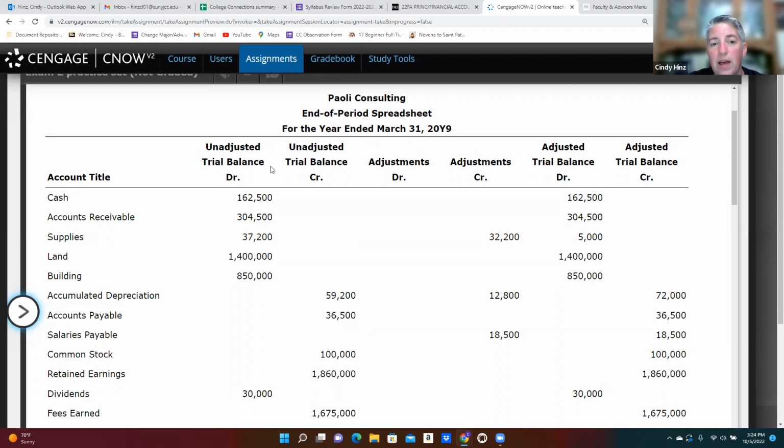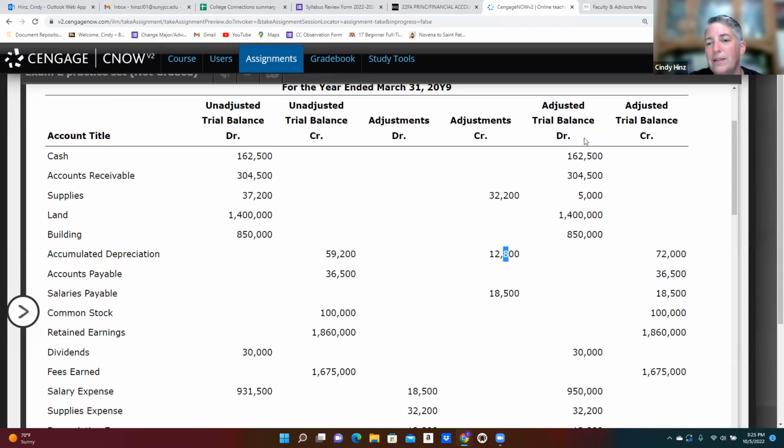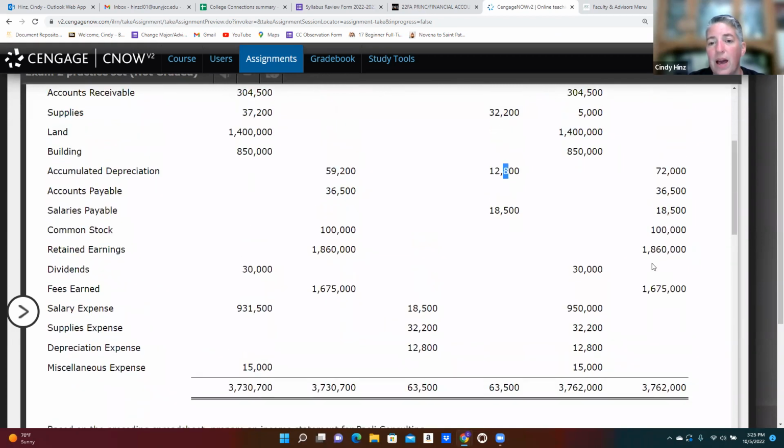So the first two columns here, the set of debit and credit columns, is the unadjusted trial balance. The next two columns include the adjustments, so you should be able to match up the debit like here to the credit. So each one of these is going to match up so you can see what those entries were. And then the final set of columns is the adjusted trial balance, and those are the amounts that we would use to prepare the financial statements. And that's what we're asked to do. Based on the preceding spreadsheet, prepare an income statement for Paoli Consulting. And so the columns we would want to use are these two on the far right.